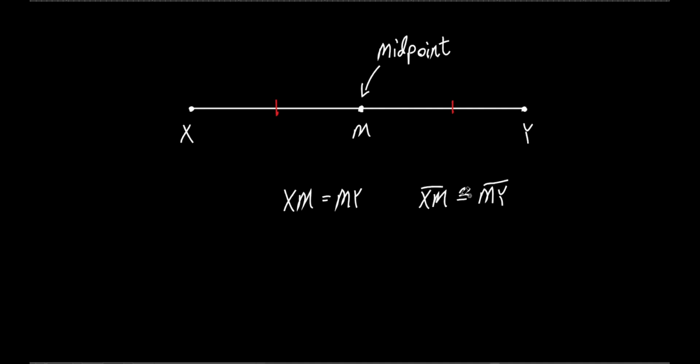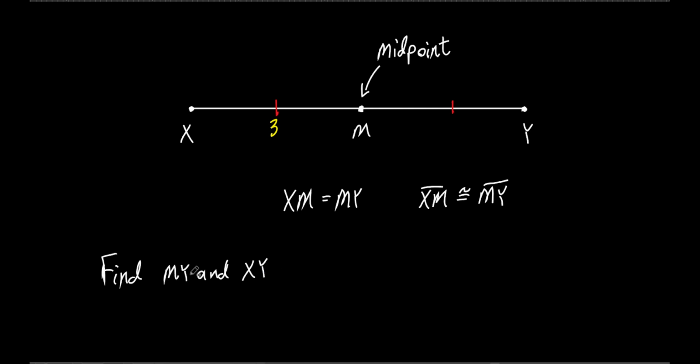So for instance, let's just do a little example here. What if I told you that XM was 3? That's all I told you. But I told you that M is the midpoint, okay? So if I told you that M is the midpoint and this little thing is 3, I want you to tell me two things. So here's a question they could ask you. Find MY and XY.